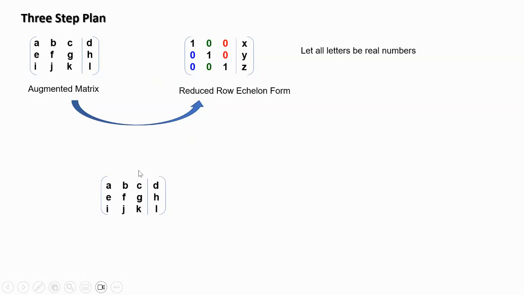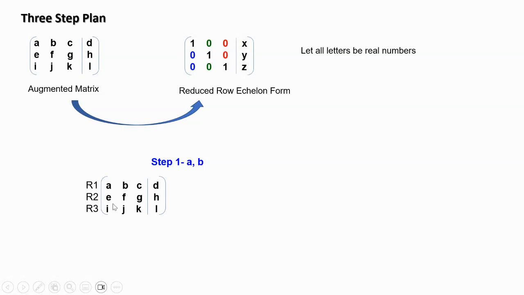So this is step 1. This is row 1, row 2, row 3. So step 1, the E and the I must be zeros. You see, all this is color coded. This is step 1 in blue, this is step 2 in green, and this is step 3 in red.